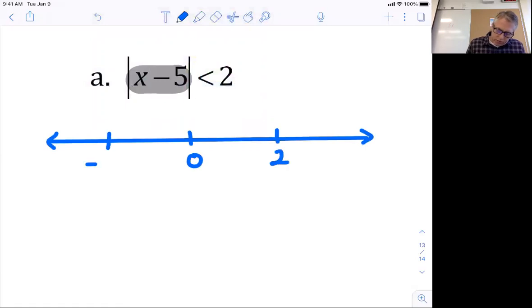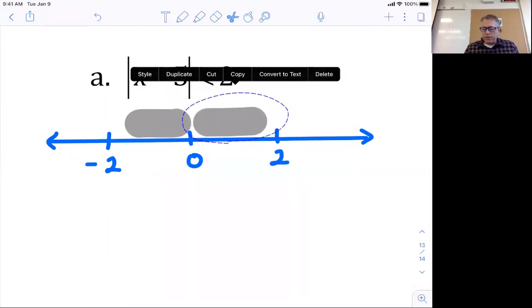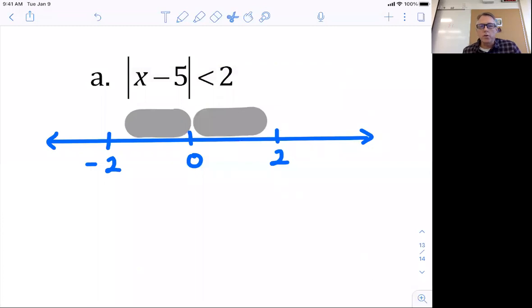And here's 2 units to the left. And we need the stuff inside the absolute value to be less than 2 units away. So we need that stuff to be here, because that's less than 2 units going to the left. And there, that's less than 2 units going to the right.